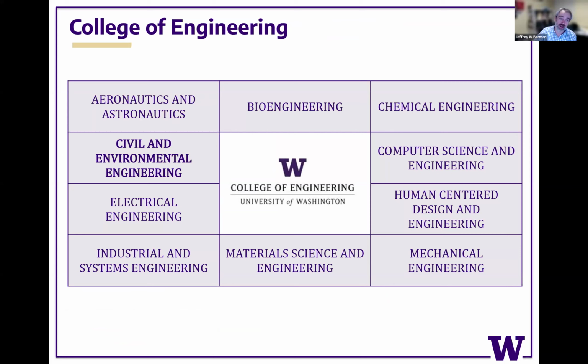Also, we are a department within a larger College of Engineering at the University of Washington, and there are all these different departments within that college, including aeronautics and astronautics, mechanical engineering, material science engineering. I'm pointing those out because those are departments that we often work with or our students take classes in, as I'll talk about. And also industrial and systems engineering should be included there.